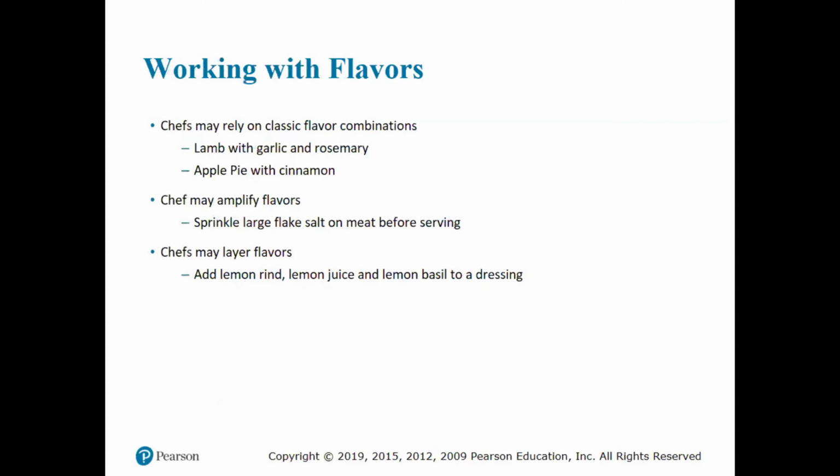As far as working with flavors, you can rely, of course, on very classic combinations. Lamb with garlic and rosemary is an example, apple pie and cinnamon. You could amplify flavors by, for example, sprinkling flake salt on meat before serving. So the salt helps to pull out those meaty flavors. Layer flavors. Add lemon rind, lemon juice, and lemon basil to a vinaigrette. And so you have layers of this lemon flavor within that same dressing. So there are other fun ways you can make these flavors flow together.